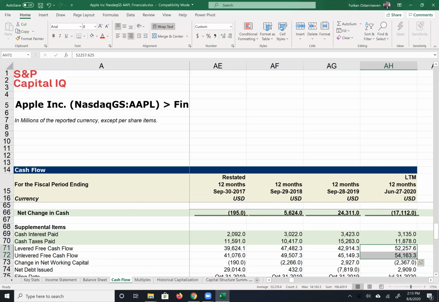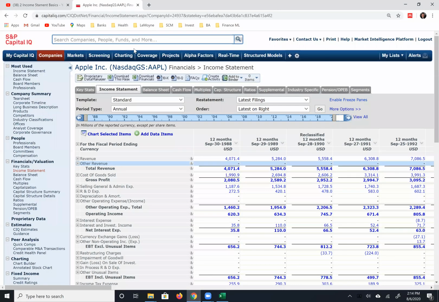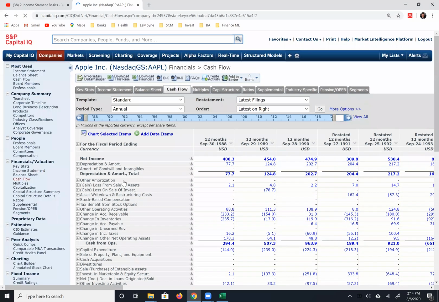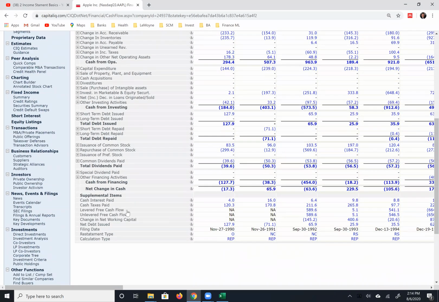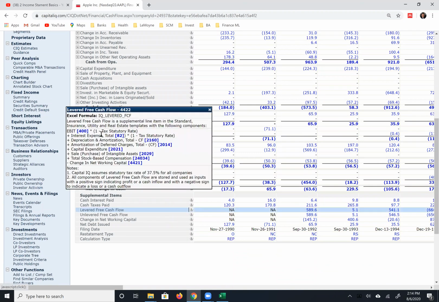And again, if you don't know something's meaning, I just want to point this out. Let's say if you don't know anything about levered or unlevered free cash flow, what you can do is go back to Capital IQ and then go to the cash flow statement. Then you can scroll down and see levered free cash flow. If you click on that information tab right here, it will tell you levered free cash flow is a supplemental item, and it has the following components.